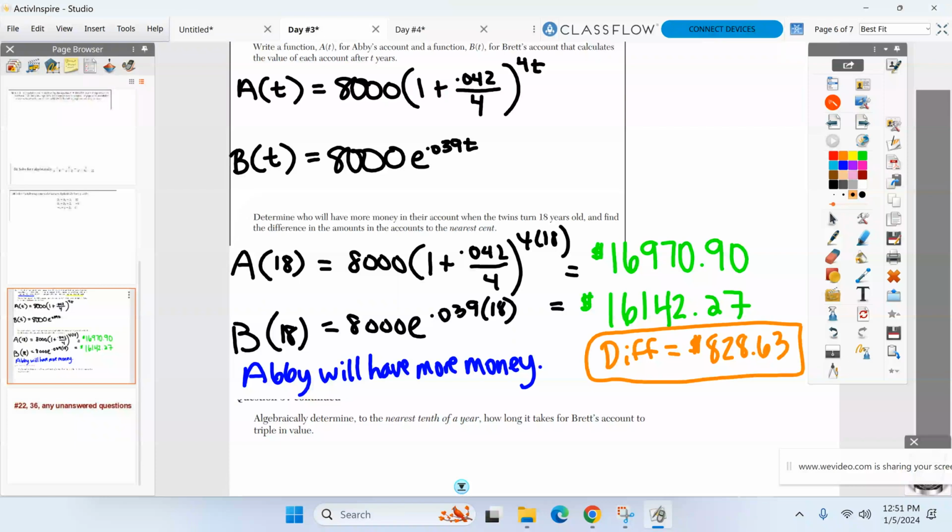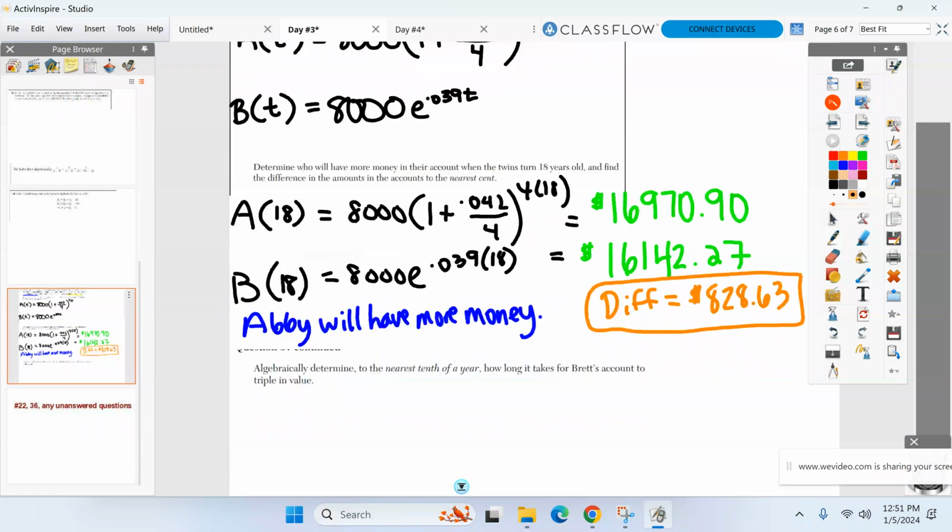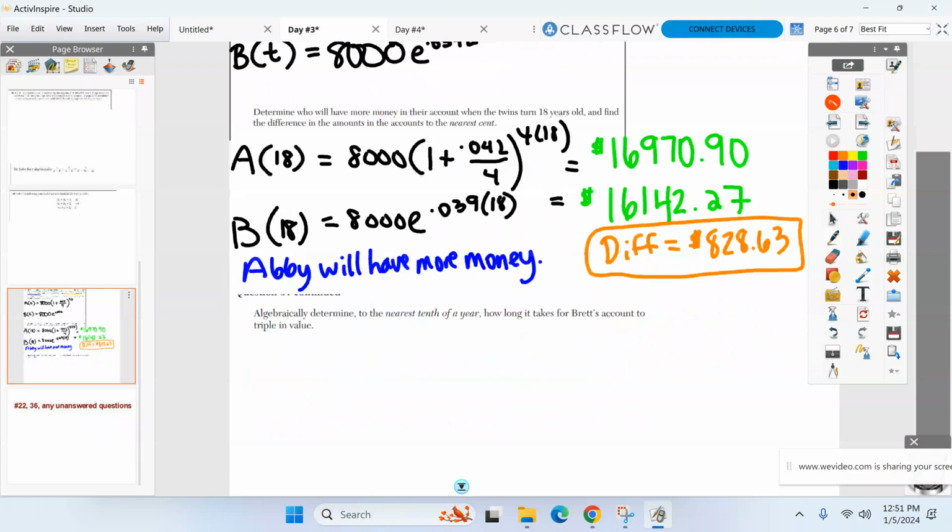And there's a third part. Welcome to part 4. We're all good here? All right, buckle up for this last part. All right, nearest tenth of a year. How long is it going to take Brett's account to triple? And it says algebraically because they don't want you to guess and check. You won't get any credit for that. So that's why they threw that algebraically in there.